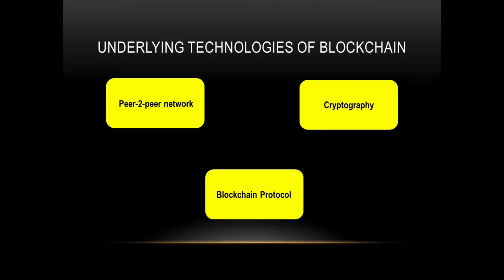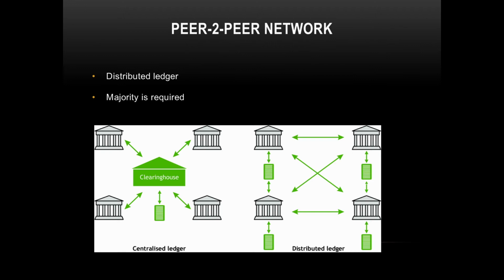Underlying technologies of blockchain. There are three underlying technologies in blockchain: the peer-to-peer network, cryptography, and the blockchain protocol. The peer-to-peer network. First, in the initial stages, we had a centralized server which had many nodes connected to it, and it used to have a centralized ledger.